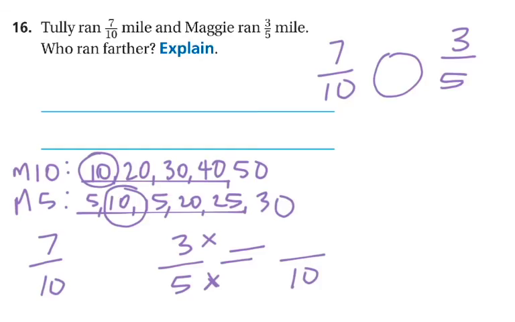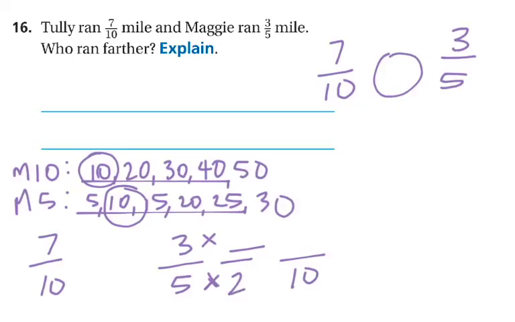Alright, and in the last problem, Tolly ran 7/10 mile and Maggie ran 3/5 mile. Who ran farther? So I'm comparing 7/10 to 3/5 to see which is largest. So I listed out my multiples of 10 and 5, and the smallest multiple they had in common was 10. 7/10 already had a denominator of 10, but I have to get 3/5 to have a denominator of 10.